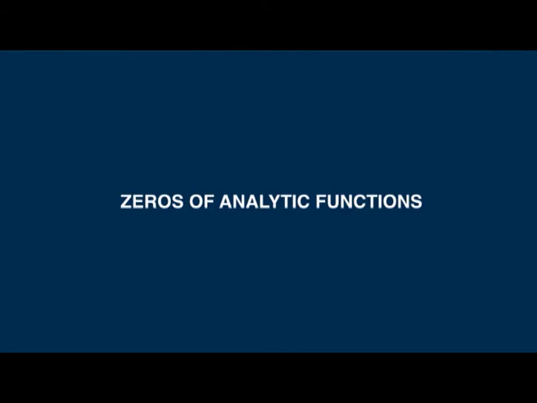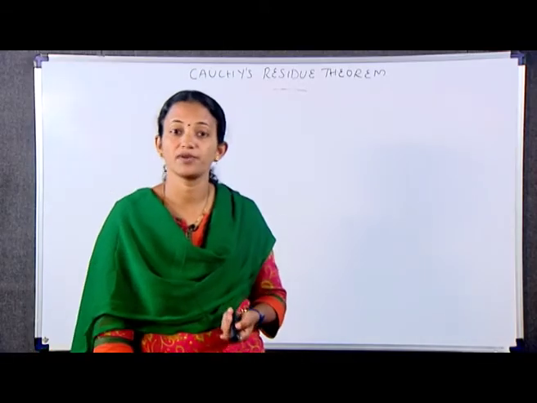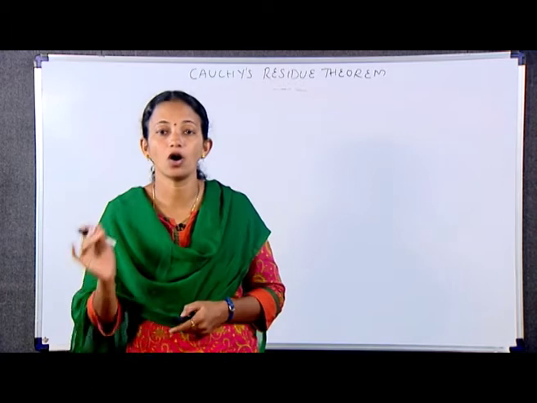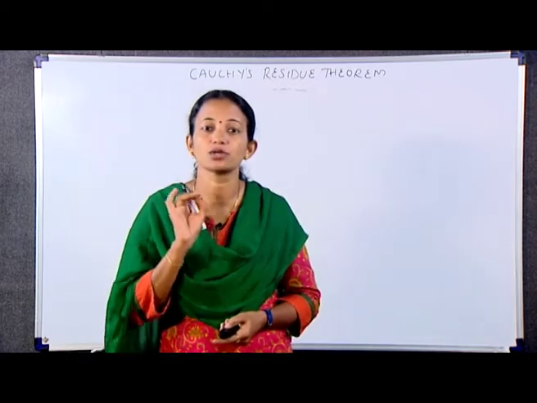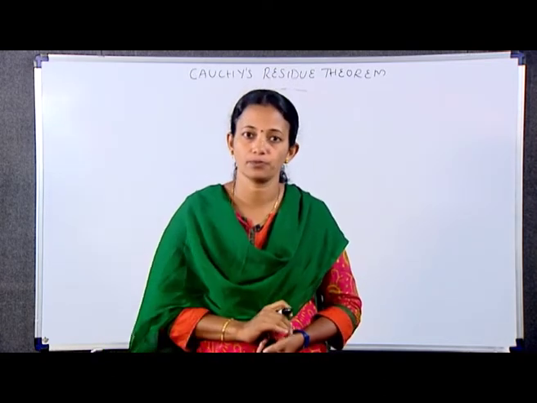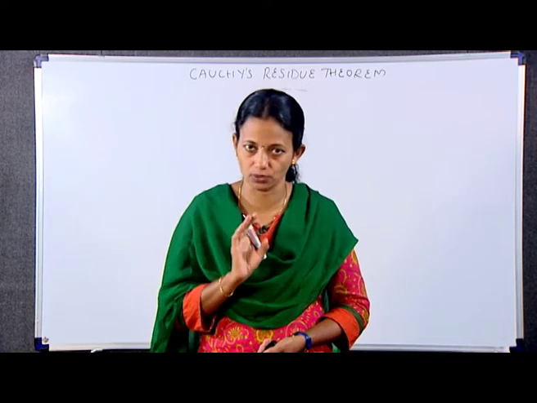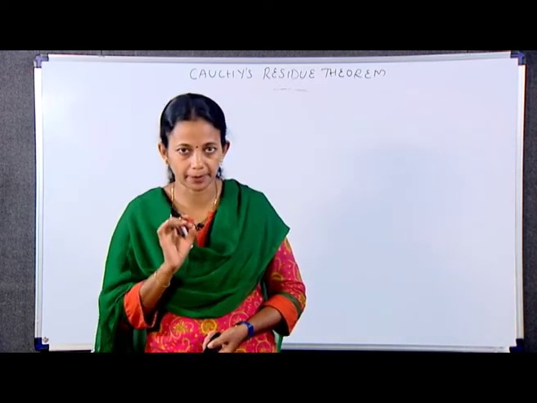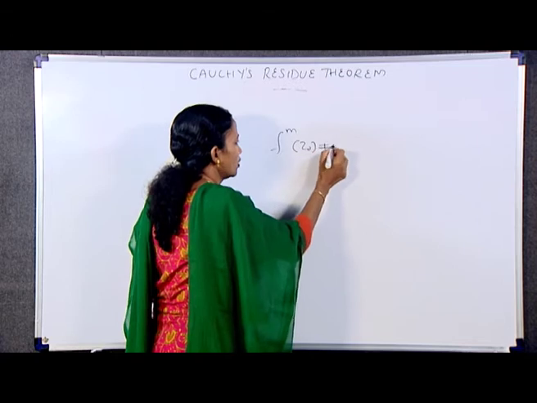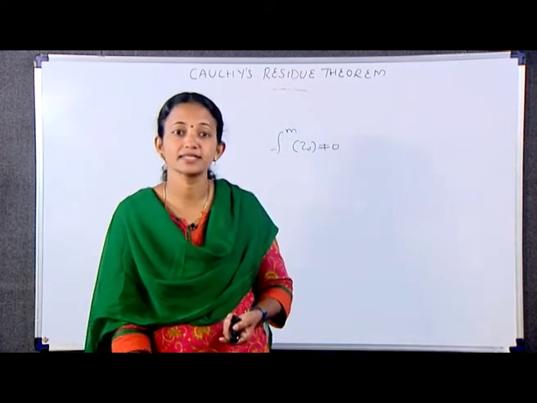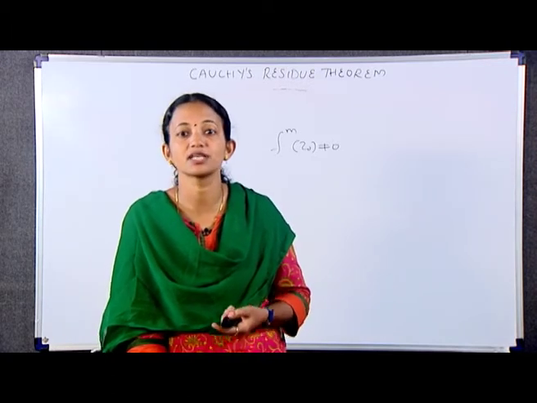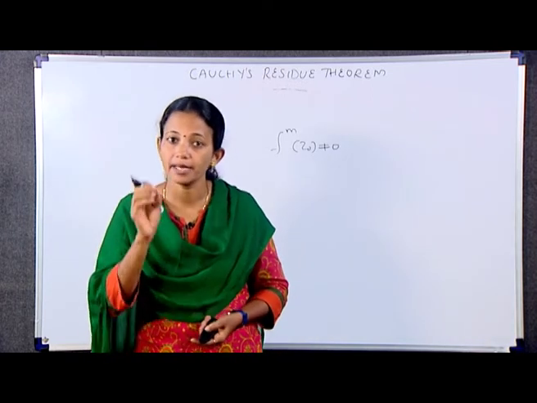Next, zeros of analytic function. First, we define what a zero is. A zero of an analytic function f(z) is a value of z for which f(z) is equal to 0. That is, if z0 is a zero, then f of z0 is equal to 0. If f of z0 is equal to 0 and there is a positive integer m such that f^(m)(z0) not equal to 0 and each derivative of lower order vanishes at z0, then f is said to have a zero of order m at z0.